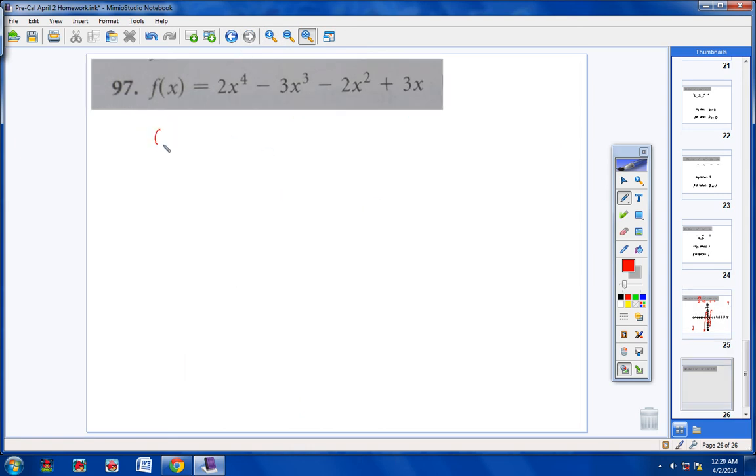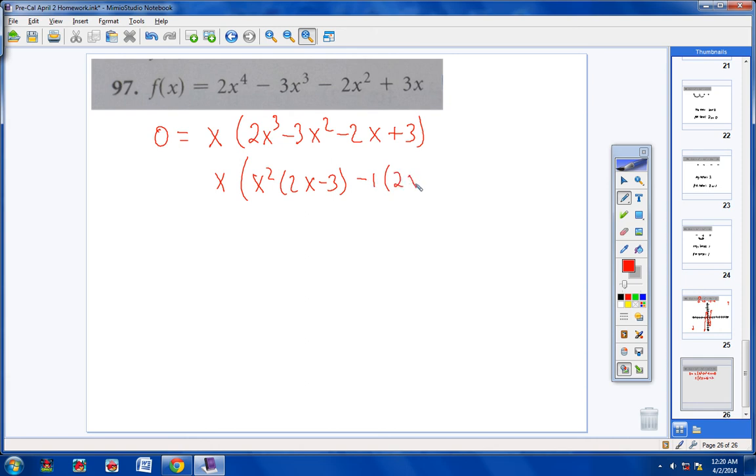I'm going to start off by factoring this real quick. First of all, pull an x out of everything, and you're left with 2x cubed minus 3x squared minus 2x plus 3. Okay, then next, pull out what's common out of the first two here. That's going to be an x squared, leaving you with 2x minus 3. And then pull out a negative 1, and that should leave you with 2x minus 3.